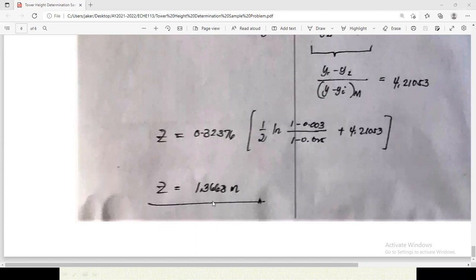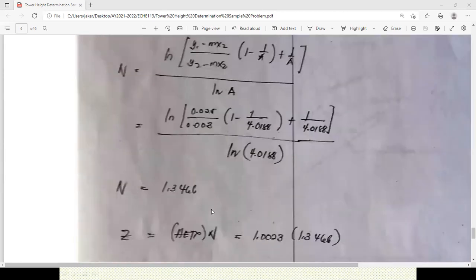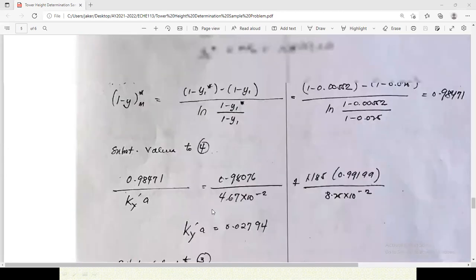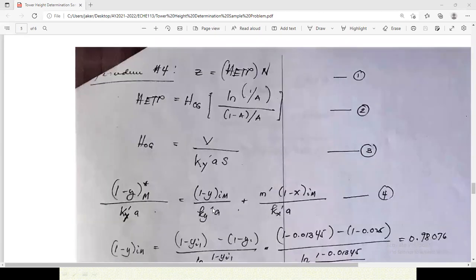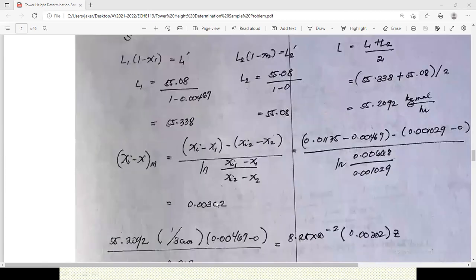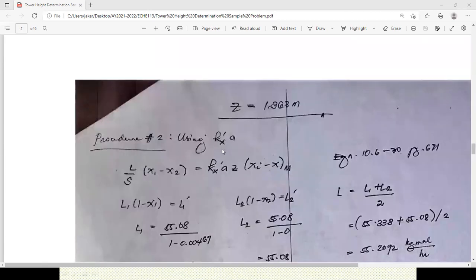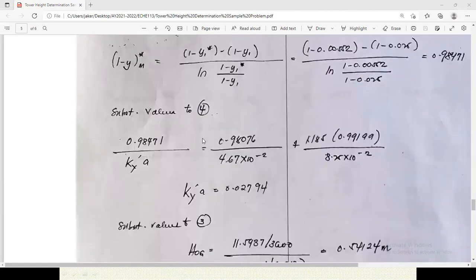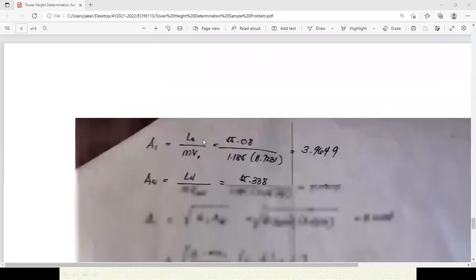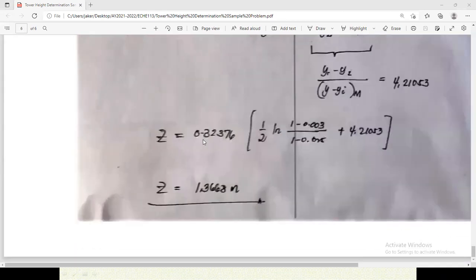So this is 1.366. The procedure whose value is not close is procedure number 4, because this one is limited to the scenario where your operating line and your equilibrium line are parallel. And also procedure 2, which uses the liquid phase mass transfer coefficient. Okay? This is how you determine the column height for our tower using 5 different procedures.